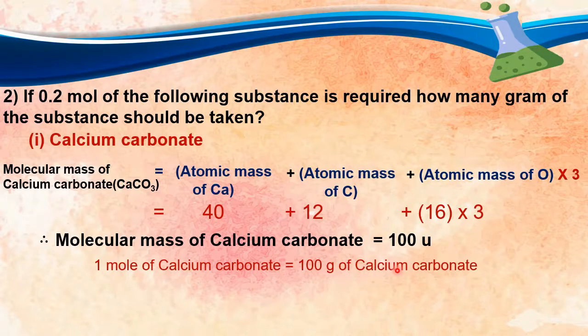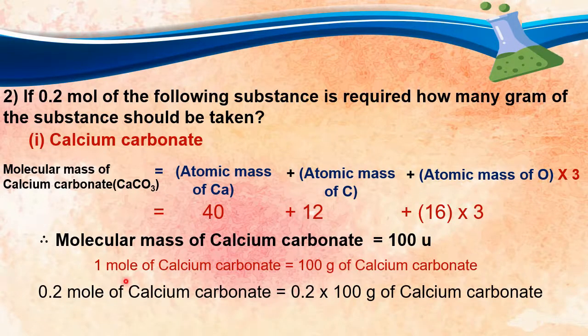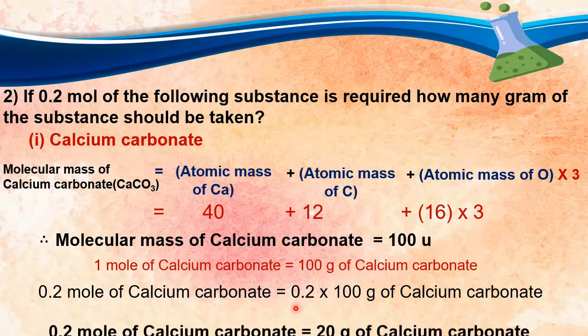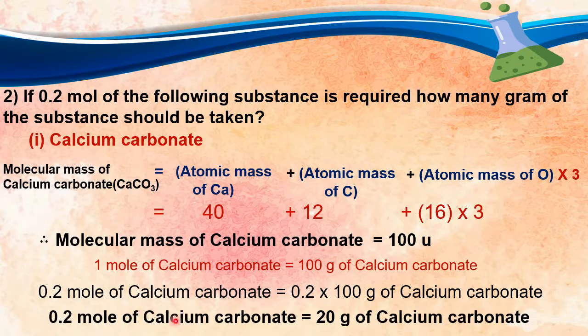Now let us find out 0.2 mole of calcium carbonate contains how many gram of calcium carbonate. So for that we have to multiply 0.2 by 100 and we have got 0.2 mole of calcium carbonate is 0.2 into 100, that is 20 gram of calcium carbonate.